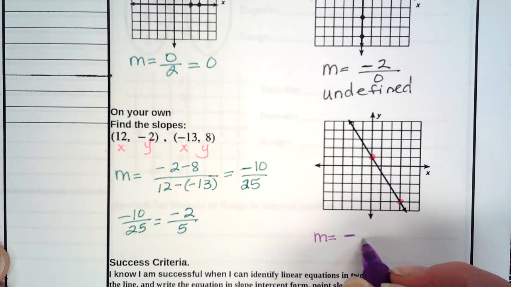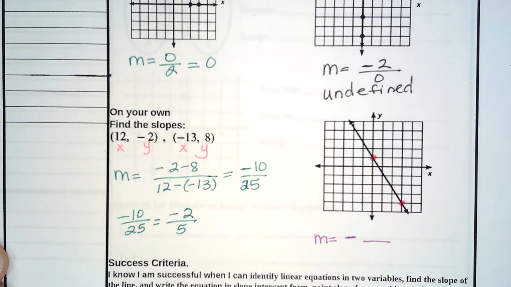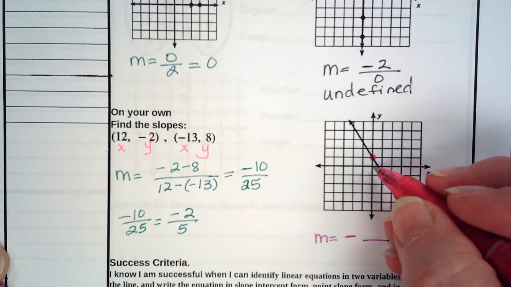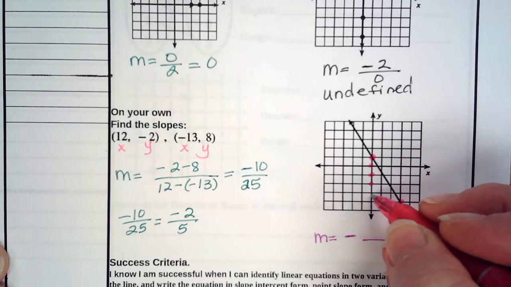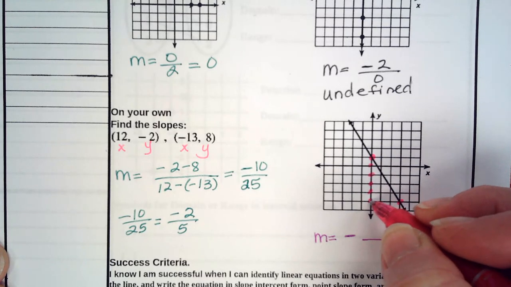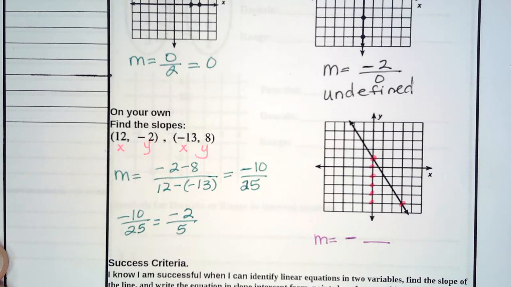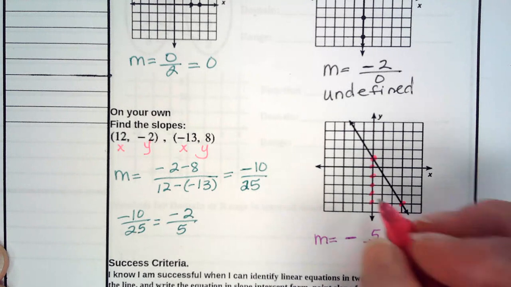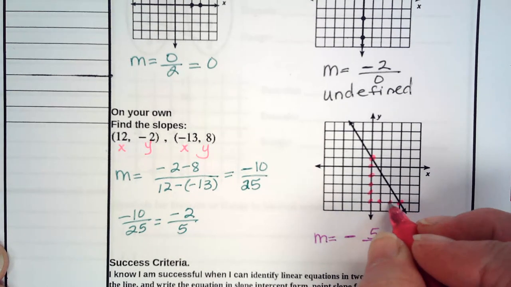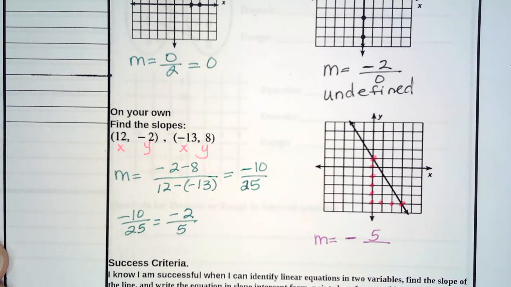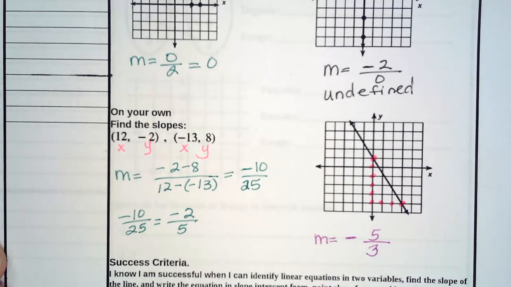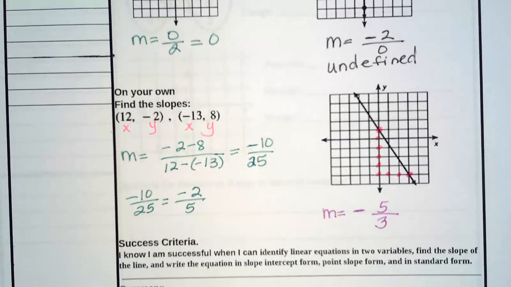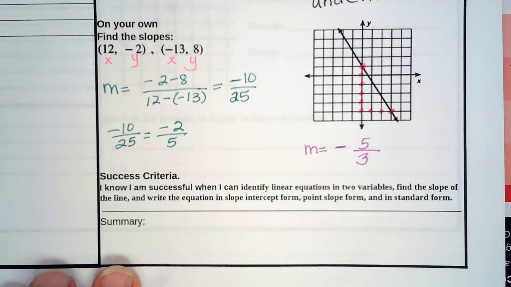I know it's negative, so I'm going to put the negative sign in so I don't forget. Now I count. 1, 2, 3, 4, 5. I go down 5. How many do I go right? 1, 2, 3. Negative 5 over 3. Can I simplify? No.